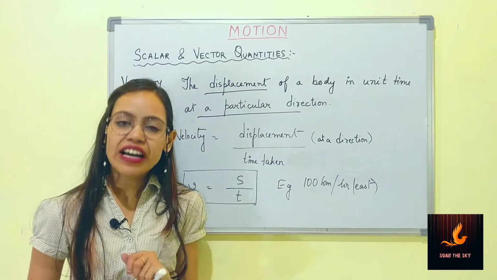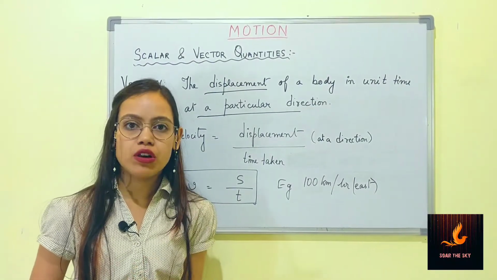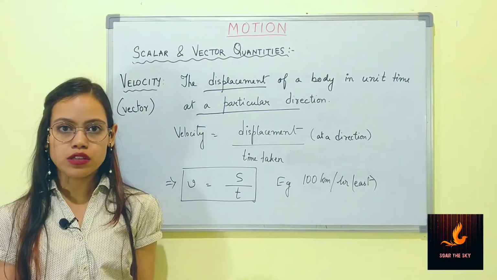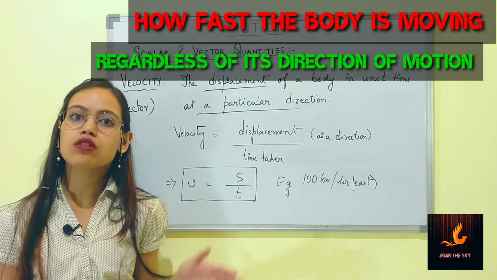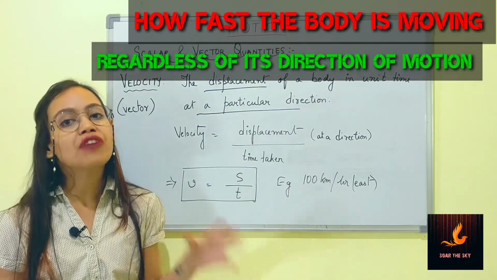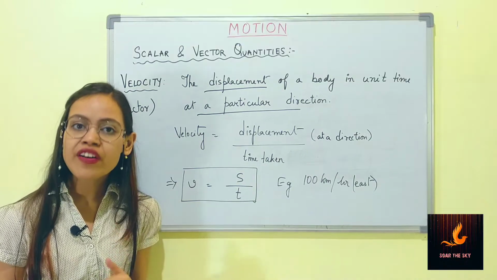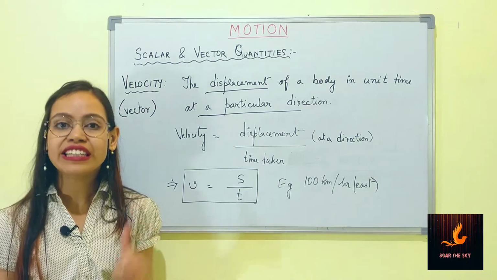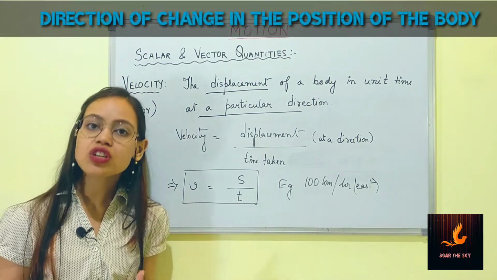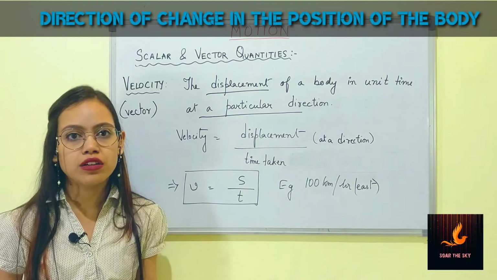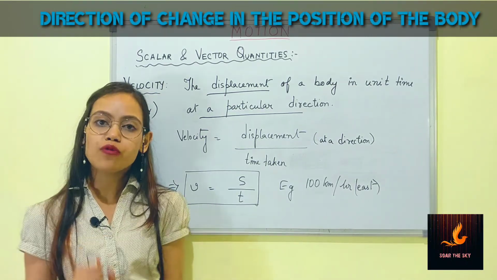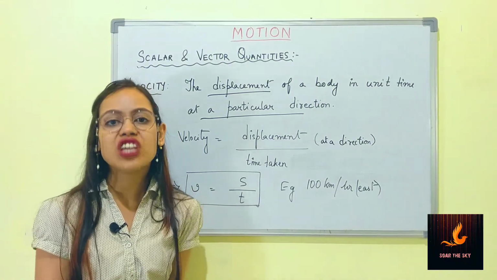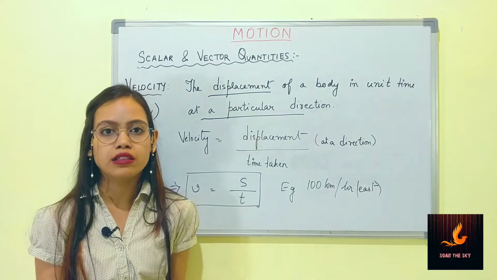So, there is a very vital point of difference between speed and velocity. The speed of the body helps us to know how fast the body is moving, regardless of its direction of motion. It only tells us about how fast or how slow it is moving. Whereas, the velocity of the body actually makes us understand the direction of change of the position of the body from one point to another. With the help of velocity, we not only know how fast and slow the body is moving, but we can also tell how it is changing its direction from one point to another.